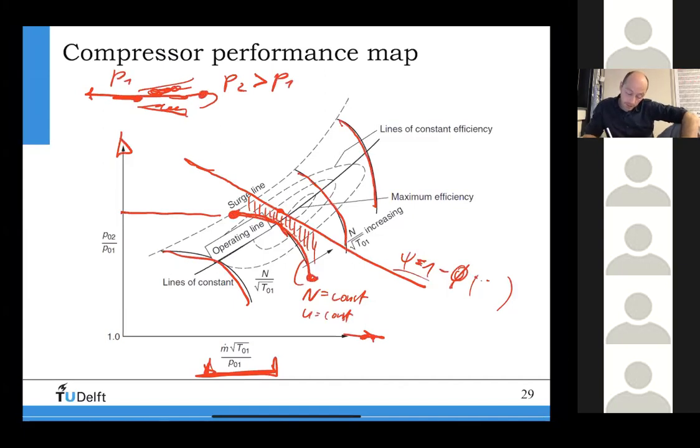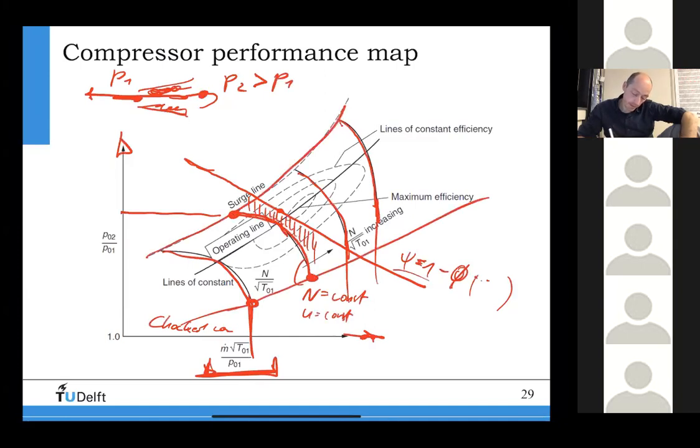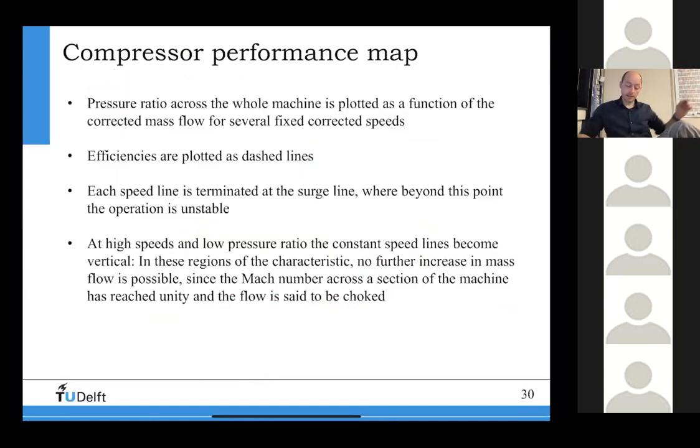And on the other hand, you can also have a lower limit here, which means that the lines will become more vertical, which you can already see here. The lines are vertical here. And then if this line becomes vertical, you get the choke condition, just like in the turbine. So this is now the choke line, and this is the surge line.